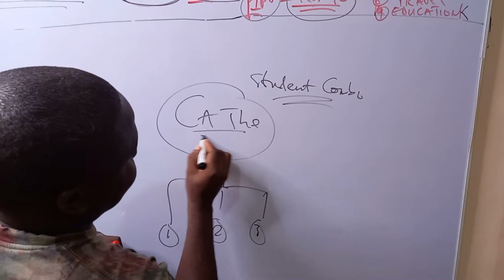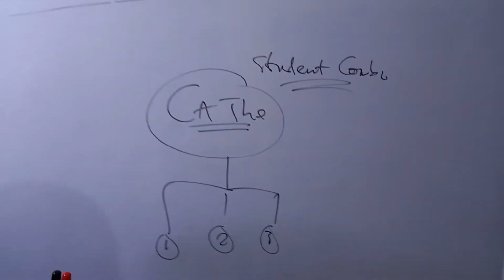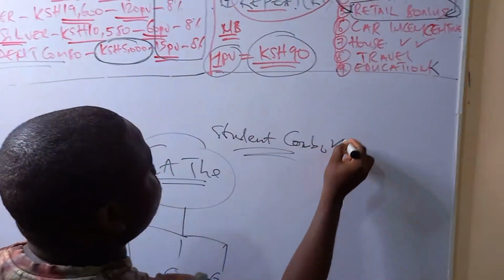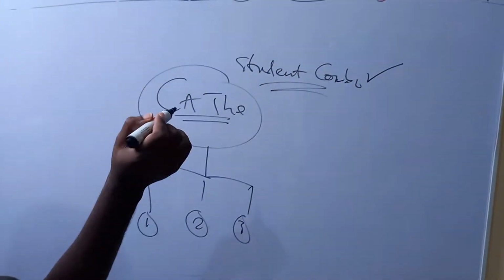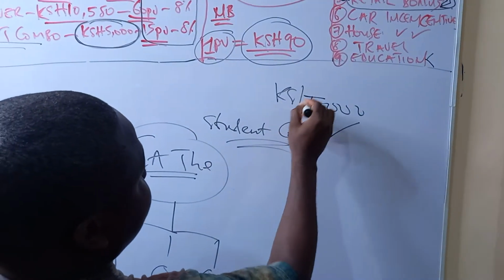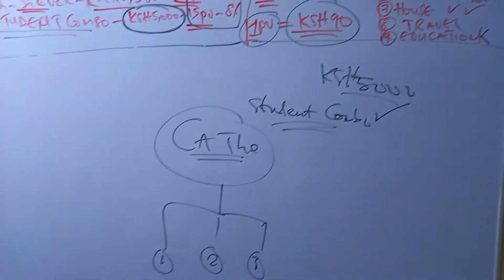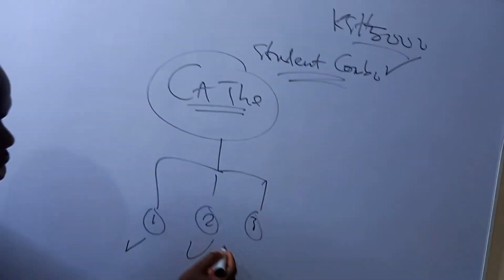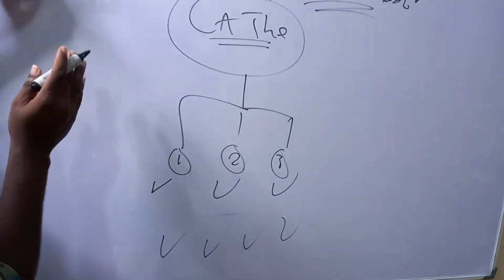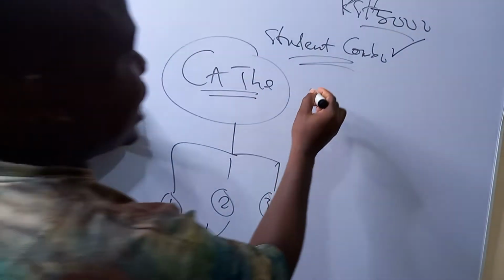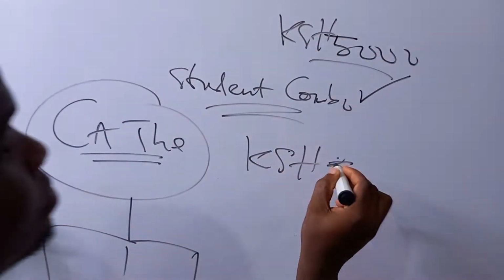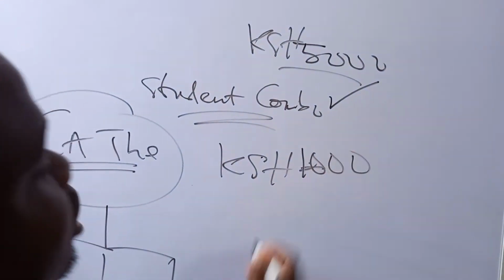Now if Madam Cat herself is a registered partner, if at all she's coming to the business, she needed to have done at least a student combo. Now, if she had done the student combo, which costs 5,000 Kenyan shillings, what it simply means is that if any of these people does the same student combo, Madam Cat will be earning 1,000 Kenyan shillings fast start on them.